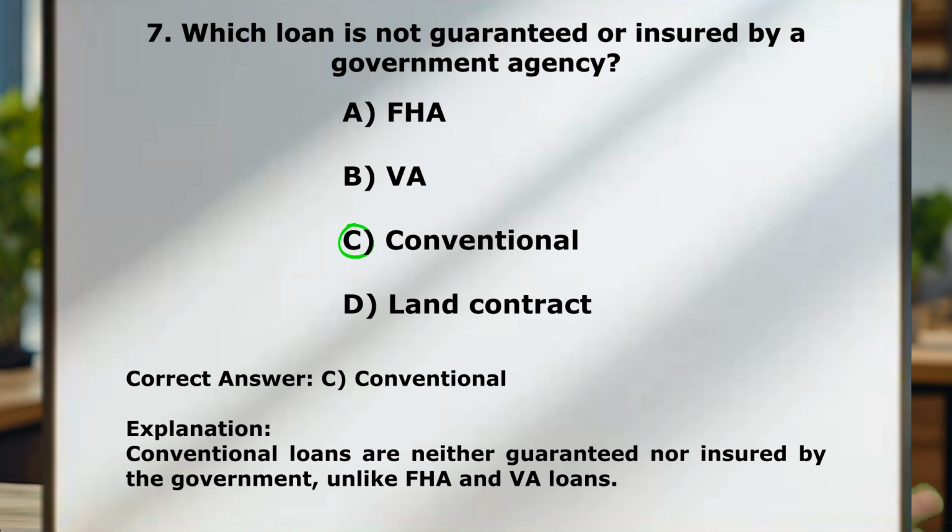Conventional loans are not. And once you start working in real estate, you actually see typically FHA loans and VA loans, they have lower interest rates. Conventional loans are typically a little bit riskier because they're not government insured, so they have a higher interest rate. That's not always the case, but that's a general rule.